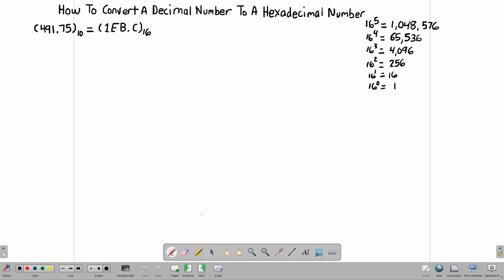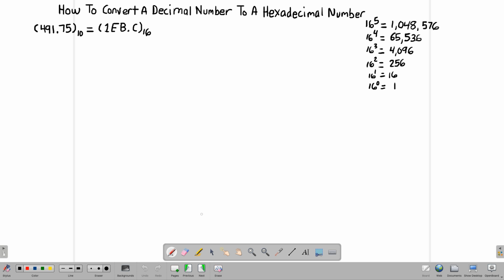You will see we will use the same algorithm, but when we actually deal with the integer portion, we will continue to use division. We will divide by 16 since we are trying to convert a decimal number into a hexadecimal number. And you'll see that when we get to the fractional part, the 0.75, we will have to do the inverse of division, which will be multiplication. We will continue to use the numbers to the right, which we have 16 to the 5th power, all the way down to 16 to the 0th power. It will come in handy. So let's begin the computation.